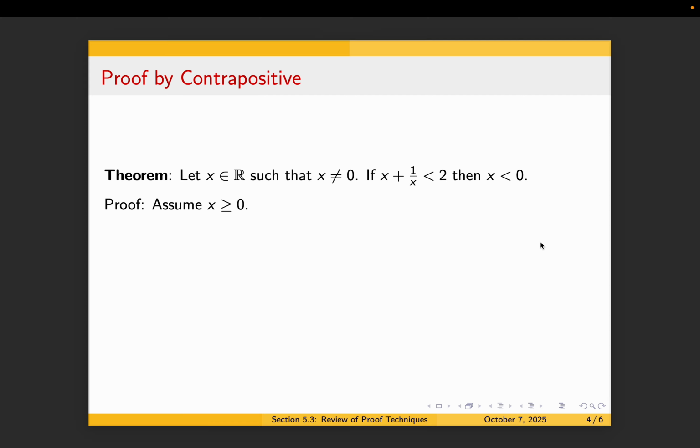So now let's do the same thing with proof by contrapositive. So we have to assume not q. So x is not less than 0, so we assume x is at least 0. That's the opposite. And now we have to start from here and convince ourselves that not that is true. We have to convince ourselves that x plus 1 over x is 2 or bigger.